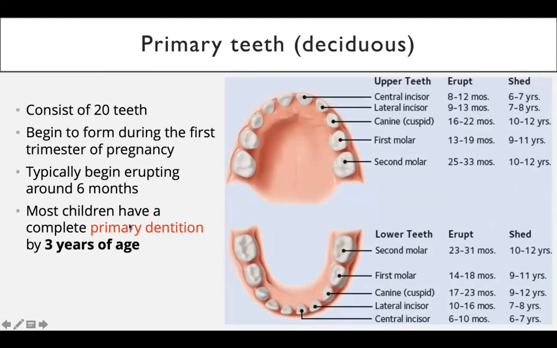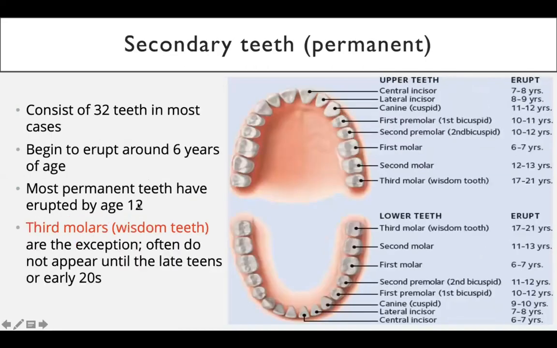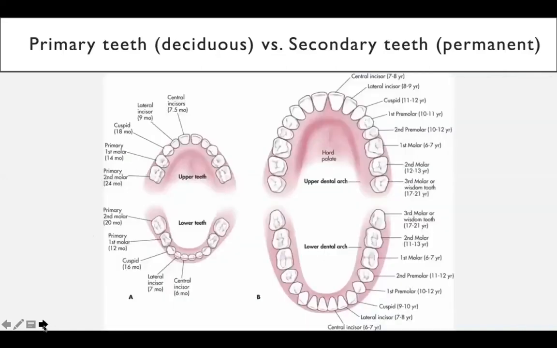At the age of 3 years, most children have completed the primary dentition, and they will use it for 3 years, up to 6 years when it starts shedding. At the age of 6, the others start erupting. Okay, easy to remember, makes sense.